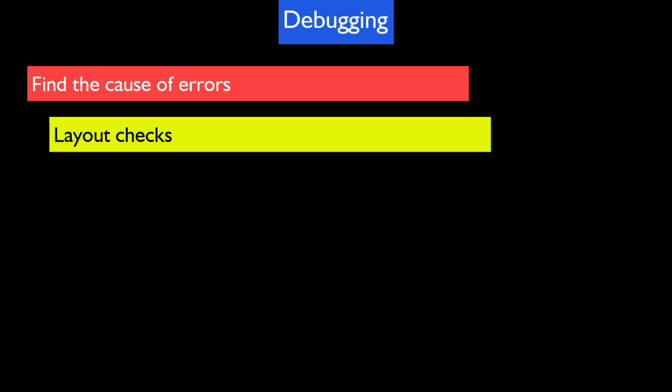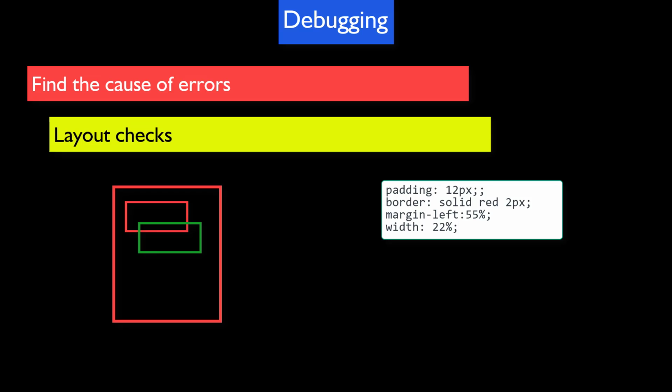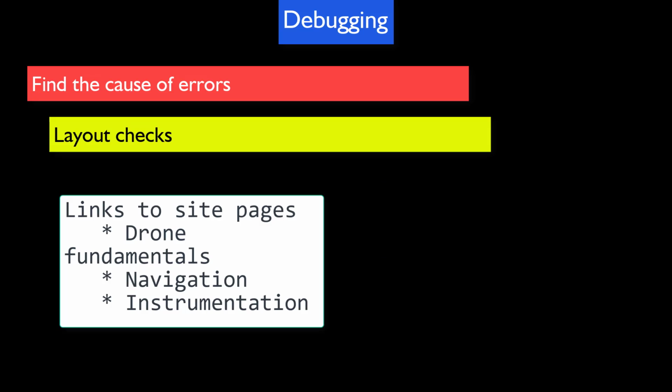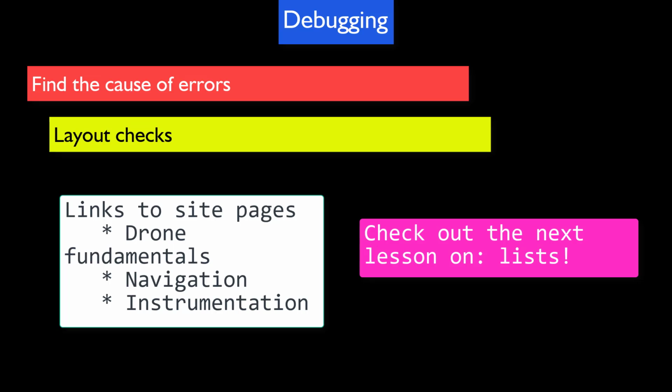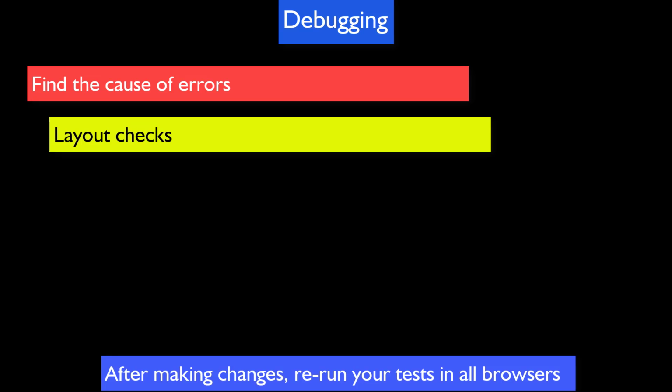Layout checks. If boxes aren't lining up right or lines seem to be spilling over, there's a few things you can try. Revise values for padding, border, margin, and/or width attributes. Try different values for position, location, float, and clear. If the problems revolve around lists, using some techniques from the next lesson might help you solve the problem, so hang in there and check it out. Sometimes you need to simply revise your design. In all cases, when you make changes, you need to go back and recheck the page in all your browsers.